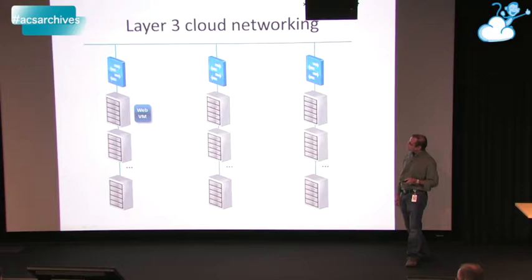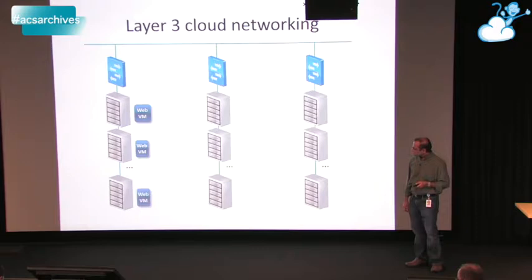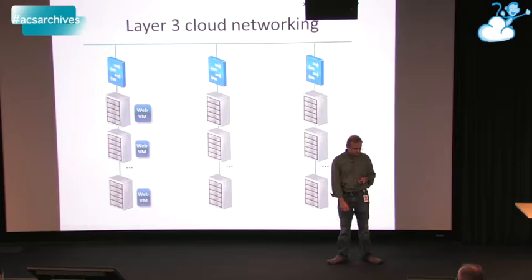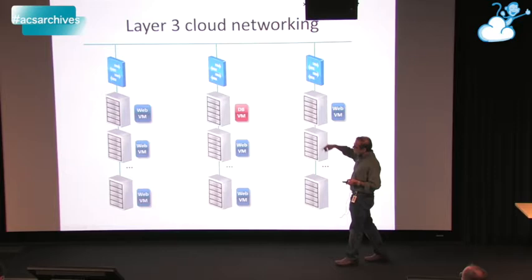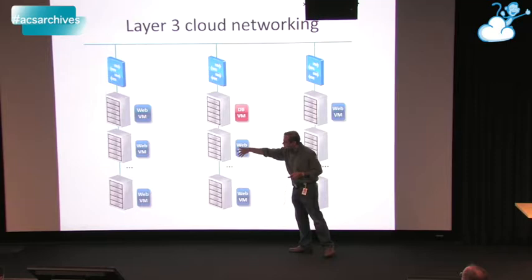So as an end user, you come in and create some VMs. Let's say you create web VMs, and they land on different hosts, even on different pods. Then you start up some database VMs and more web VMs. And you can see that they're not in the same IP range, because each of them is an L3 subnet. So your VMs are not in the same range.